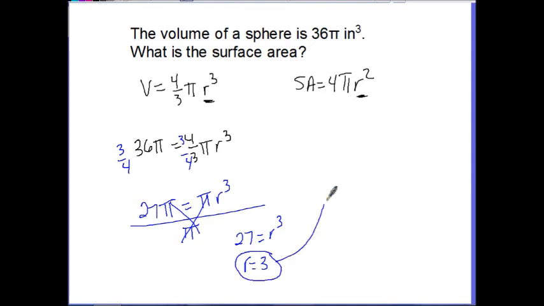Take that radius of 3 and plug that in. 4 times pi times radius squared is 4 pi times 9, which is going to be 36 pi for our surface area as well. Now, that won't always work. The volume is not always going to match the surface area. This is one of those fluky times that it did.